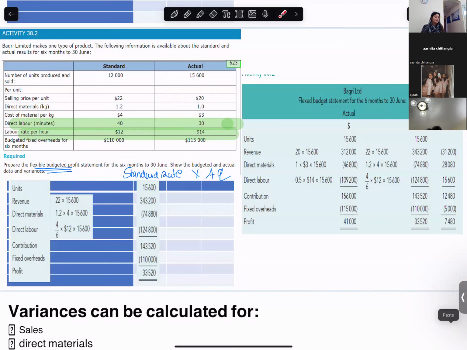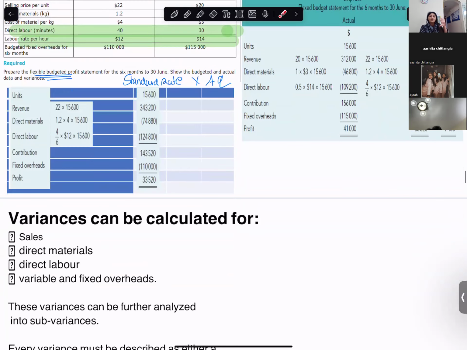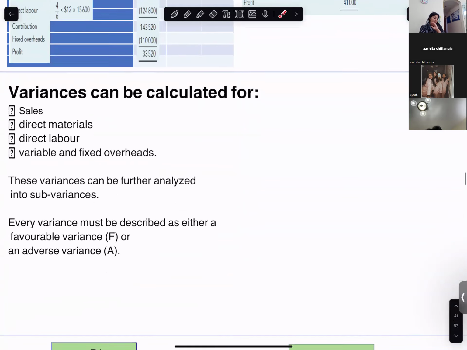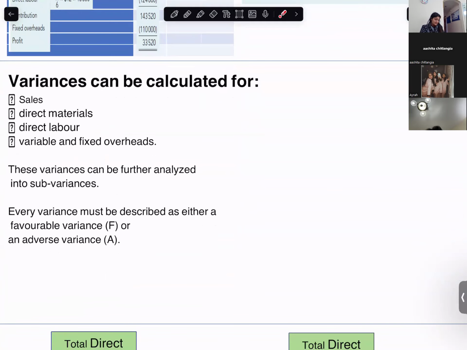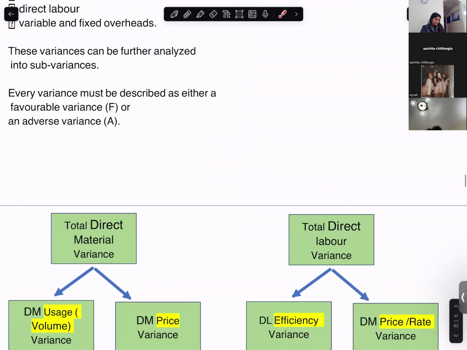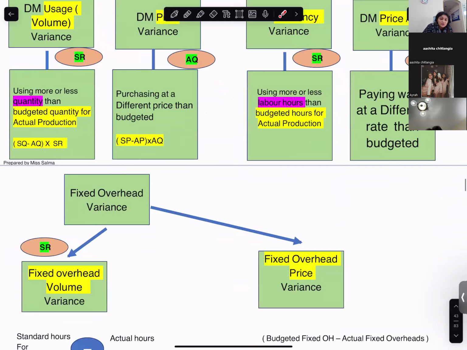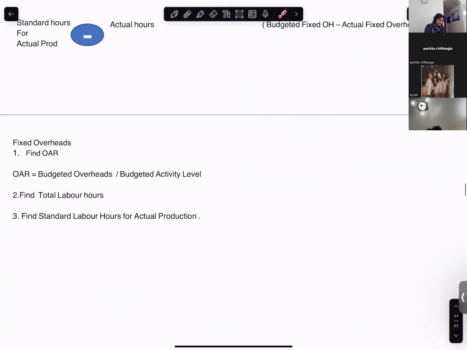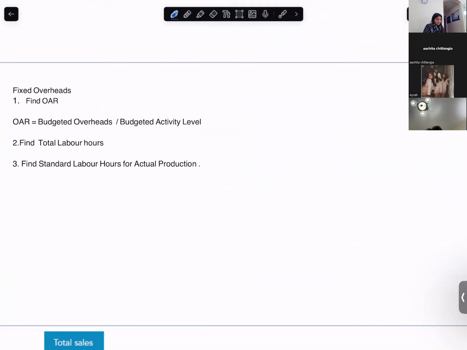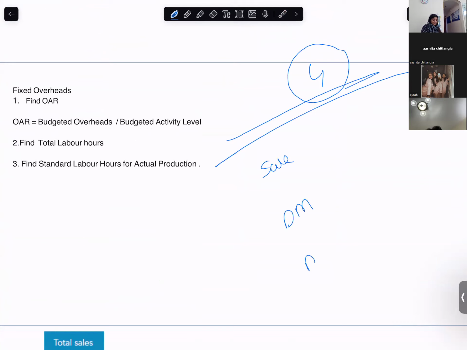So you know how to prepare the report for your senior management, where you write your actuals, your flexible budget, and your variance. Can you tell me, we will calculate variance for which things over here? Four variances we are going to study in this chapter: sales variance, direct labor variance, direct material variance, and overheads variance.